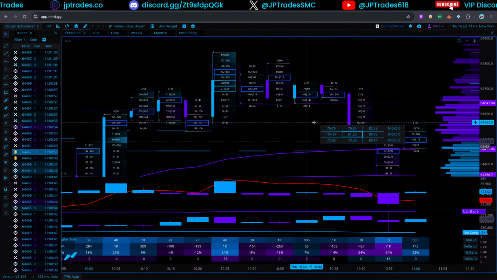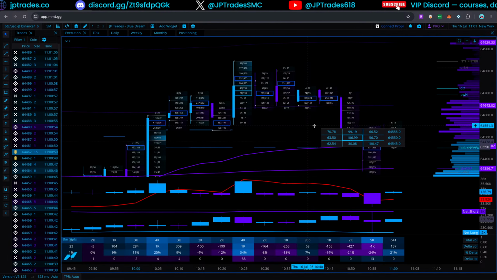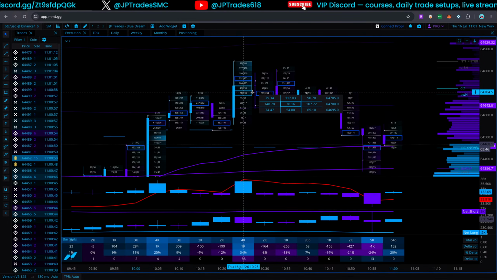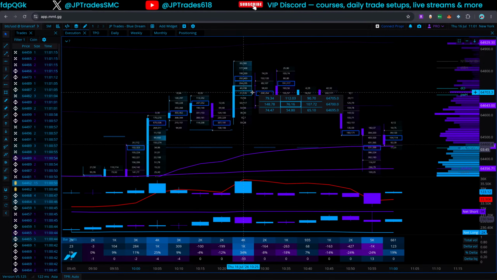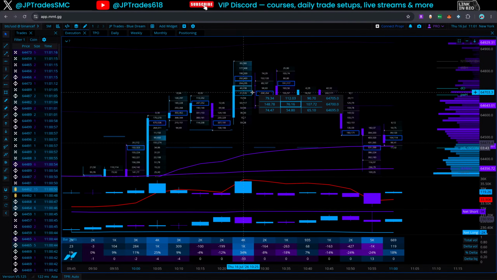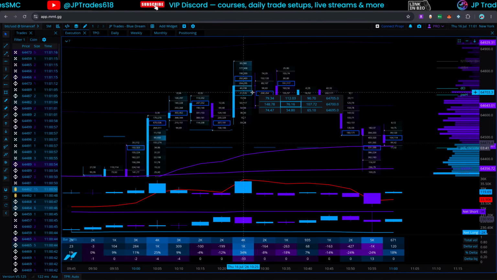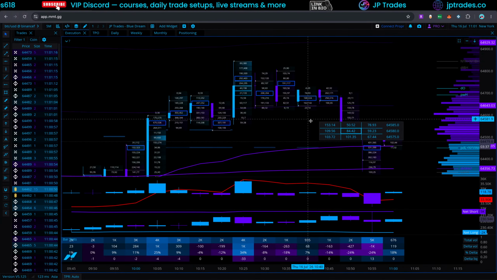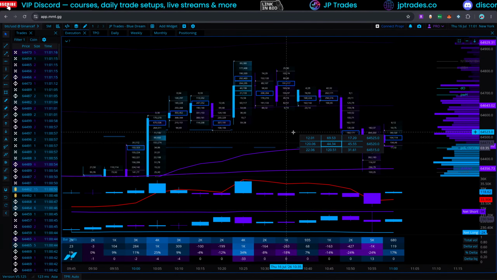So my first context clue is that this is actually a lot of people getting stopped out. And what does that mean to me? Well, that tells me that there's no new money coming in here. There's not a lot of interest to carry this higher. So that is your first context clue.